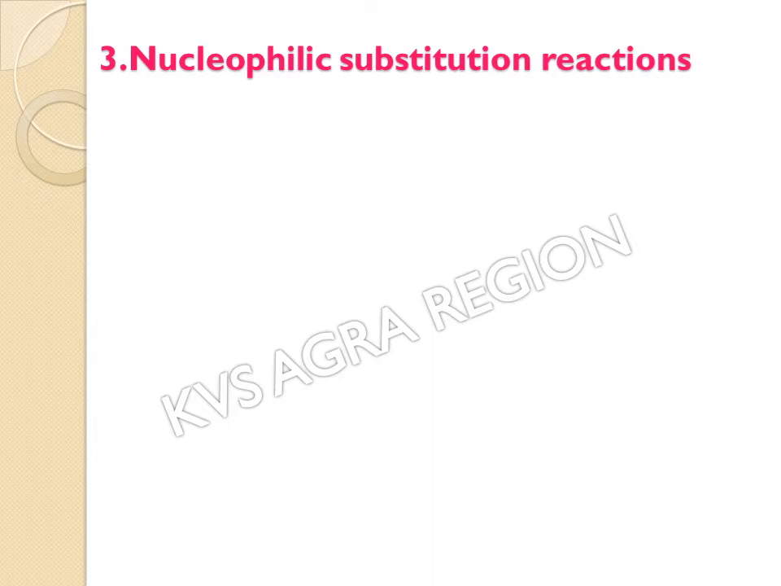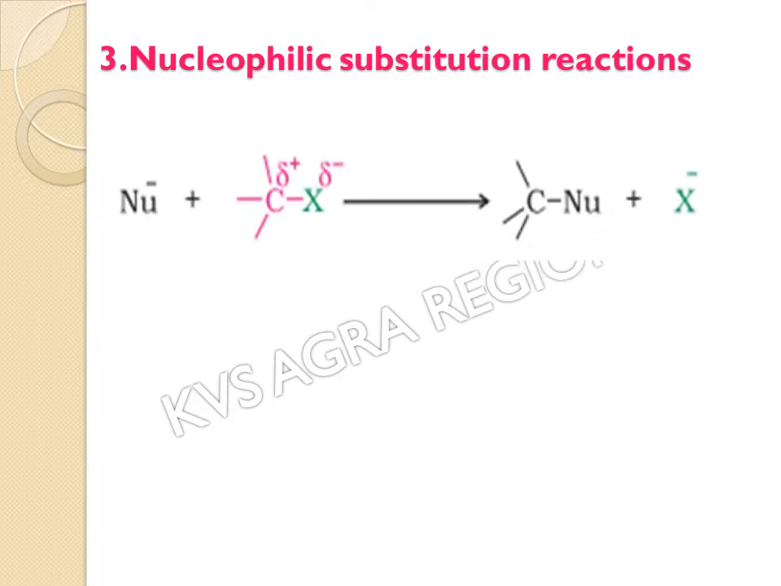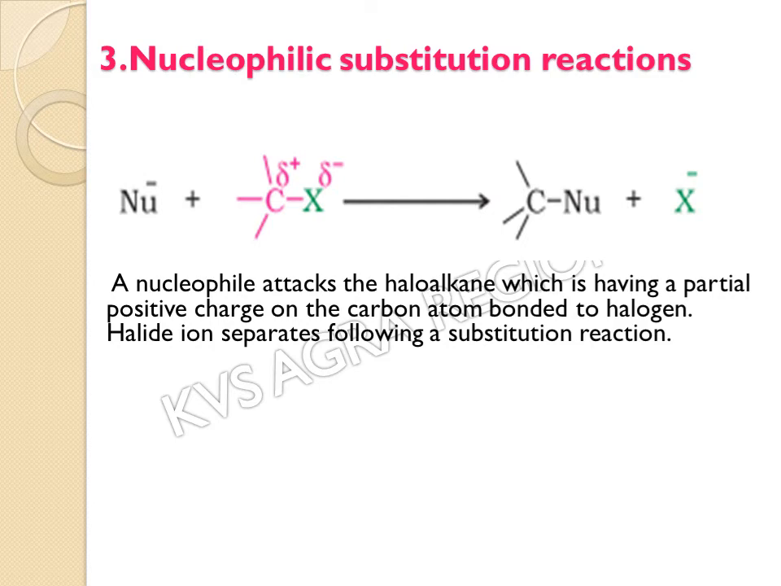The next type of reaction shown by alkyl halides is nucleophilic substitution reaction. The question arises, what are nucleophiles? Nucleophiles are electron rich species, for example CN negative, OH negative, I negative, etc. We can see in this equation that the carbon-halogen bond is polar in nature. Carbon has a partial positive charge and halogen a partial negative charge. A nucleophile attacks the carbon atom bonded to the halogen, which has a partial positive charge, and the halide ion separates, following a substitution reaction.